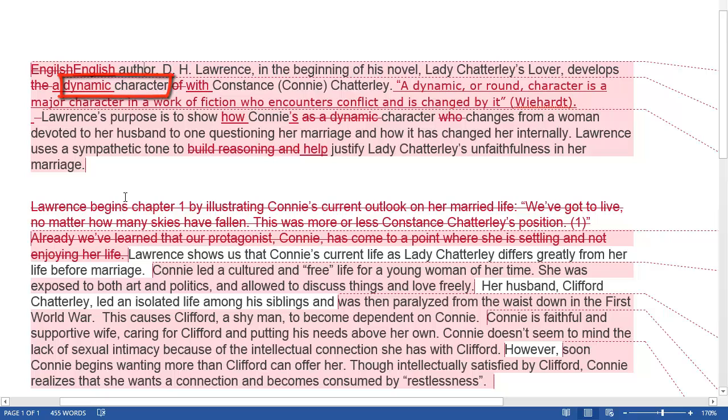And now she has to prove 3 things. 1, that Connie was first one way in the story. Then 2, there's some sort of a conflict. She has to explain this internal conflict that she's having with Clifford. And then 3, that she's changed, and now she's having affairs. That's the change. So she just needs to show and represent that from the text in this body.